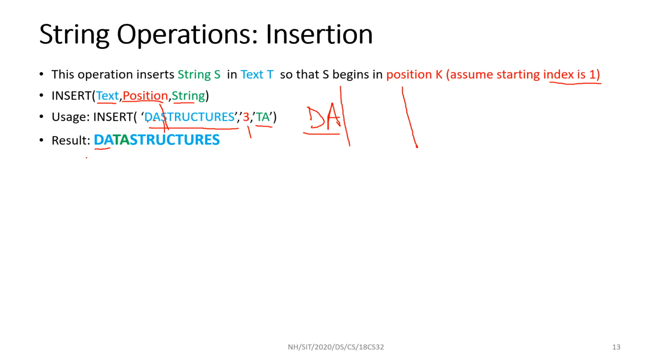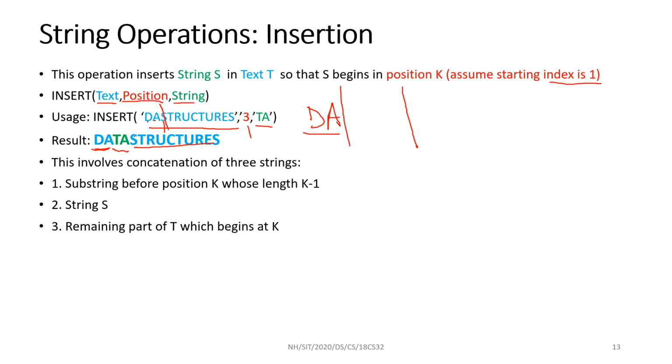3. DA. Then you have to insert the pattern TA. Then the characters after the position, again you have to join. It is a joining of three strings: part of the first string, the pattern, and the other part of the string. Okay, now this involves three steps.